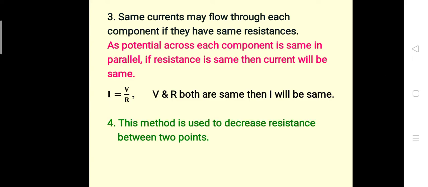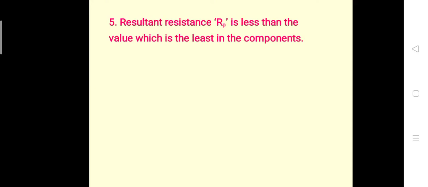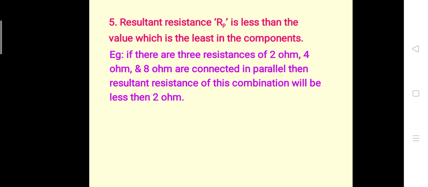This method is used to decrease resistance between 2 points. The resultant resistance Rp is less than the value which is the least in the components. Let us take one example. If there are three resistances of 2 ohm, 4 ohm and 8 ohm connected in parallel, then the resultant resistance of this combination will be less than 2 ohm, which is the least one among these three resistances.